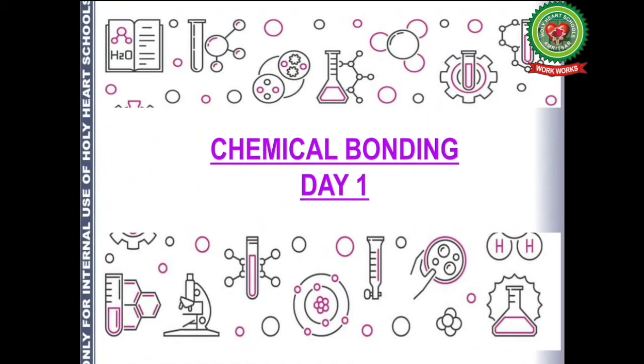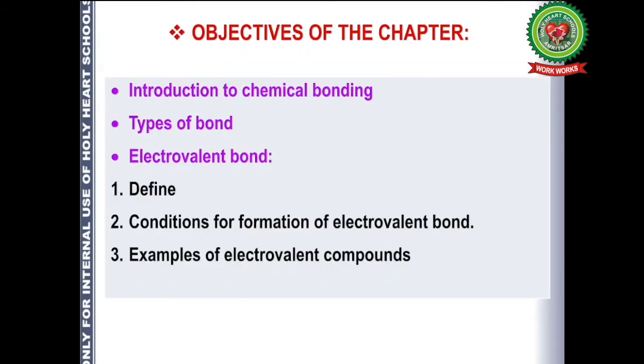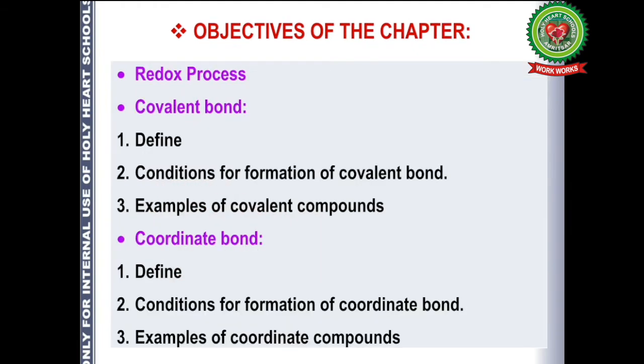Good morning students, welcome to your chemistry class, and today we are going to start with the discussion of the chapter Chemical Bonding. In this chapter we are going to cover introduction, types of bonds. In that we'll be doing electrovalent bond and its definition, conditions for its formation and examples of electrovalent compounds. Next we are going to study redox process that is related to electrovalent bond.